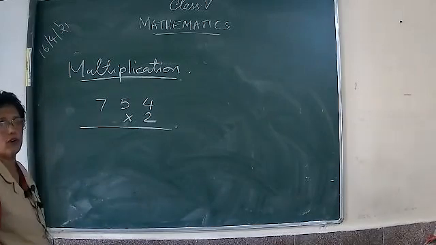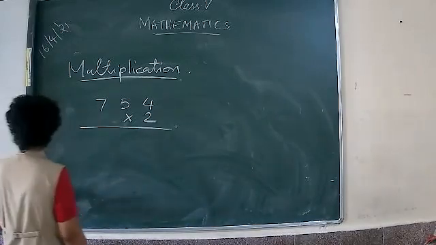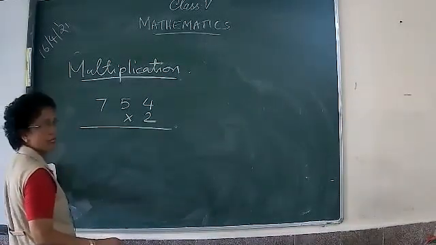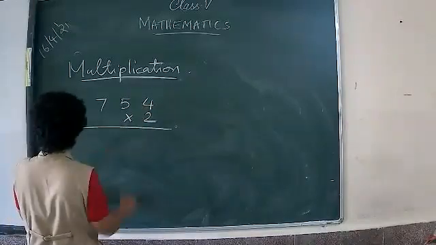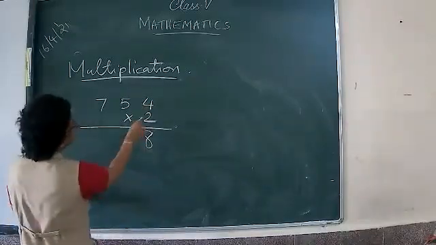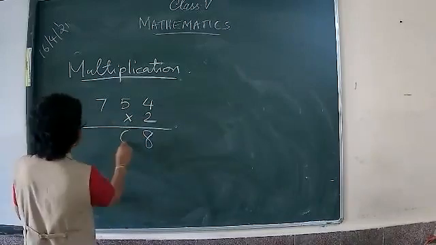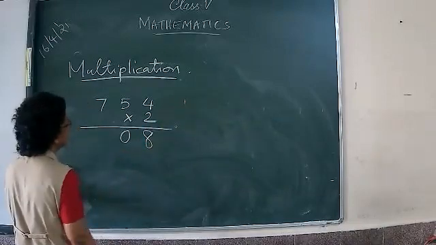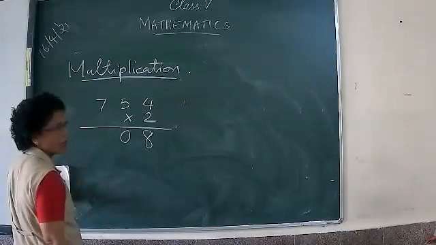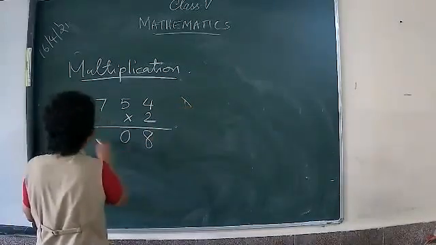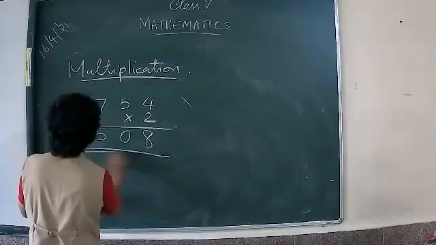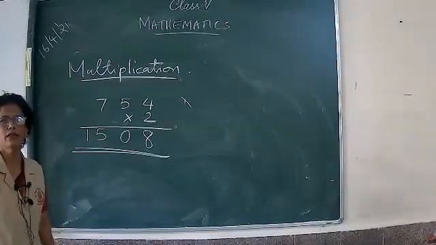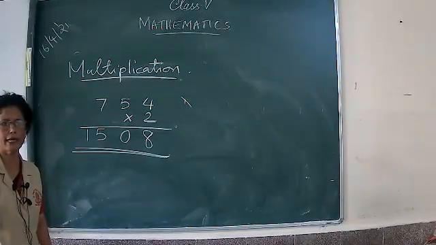754 multiplied by 2. All of you know the multiplication table of 2, children? Very good. 2 4s are 8. 2 5s are 10. So 0 only we'll write here. 1 will go as carry there. Isn't it? And 2 7s are 14 and plus 1, 15. 1508. How many of you got the same answer? Show me thumbs up. Have you all got the correct answer there?